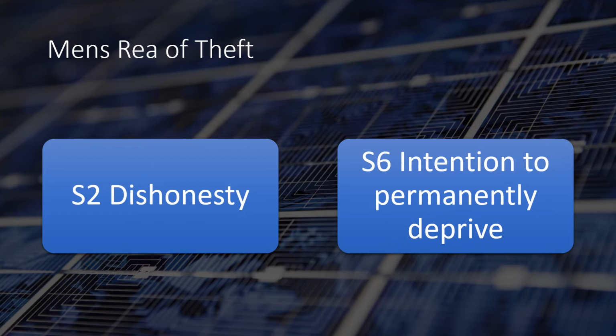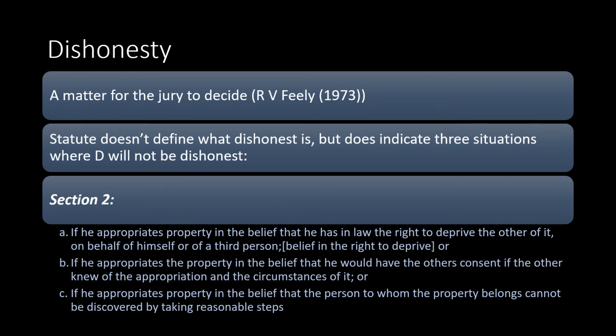There have been some developments in recent times with the concept of dishonesty, which we'll cover. And then we have Section 6, which is intention to permanently deprive. So we'll start with what dishonesty is and indeed isn't. Dishonesty, for starters, is a matter for the jury to decide. That comes from the case of Feely. But the statute doesn't actually define what dishonest is, but does indicate three situations where the defendant will not be considered dishonest for the purposes of theft.